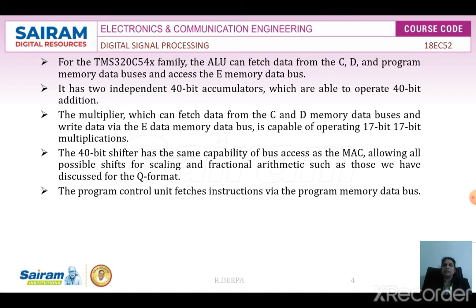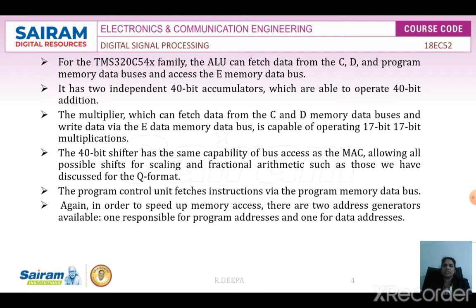And the program control unit, as you know, is fetching the instructions from the program memory address, and it will control the memory, and once the instruction is executed, we can find the output in the register, which will have some output that will be stored in the program memory address bus.